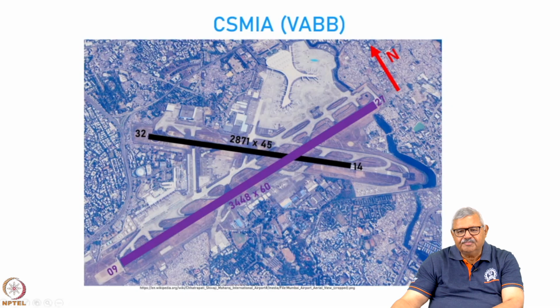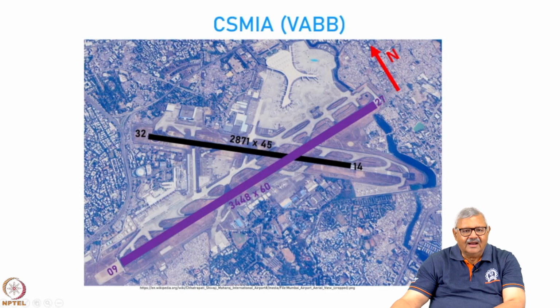Notice that this portion is available, but it is actually a flexible pavement, not the rigid pavement. So the pavement is only from this point to this point, which is 2871 meters, but there is a large length available here. We will talk about this in the later stages.